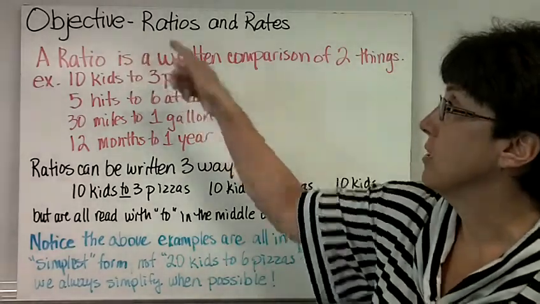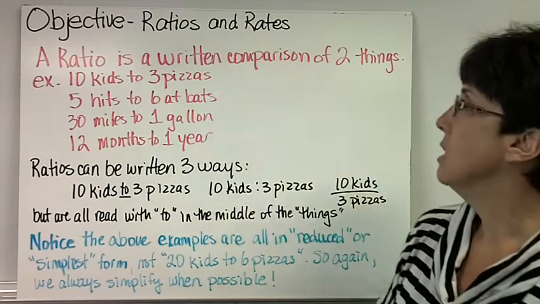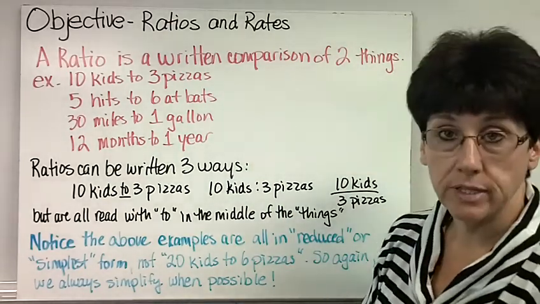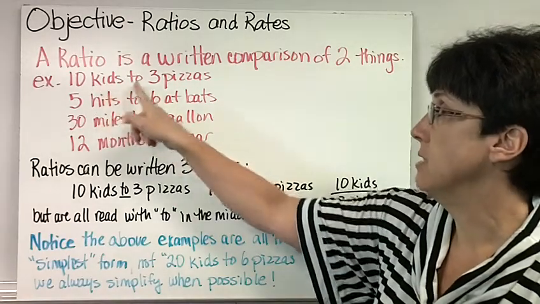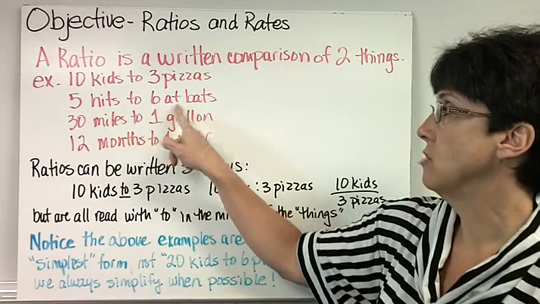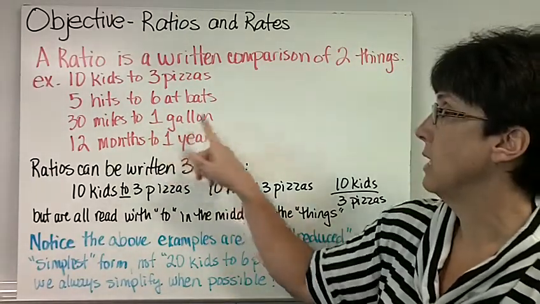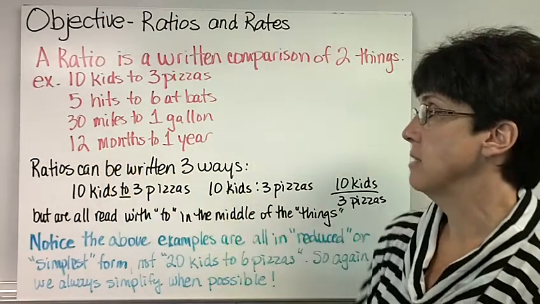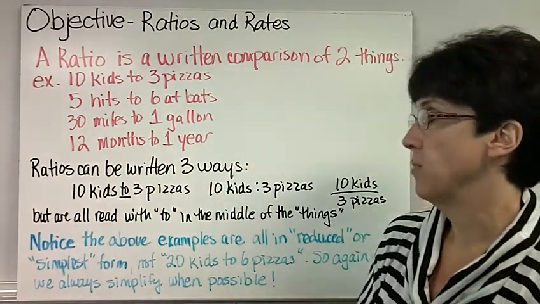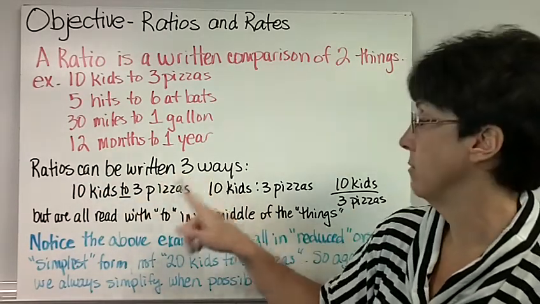Today's objective is ratios and rates. A ratio is a written comparison of two things. For example, 10 kids to 3 pizzas, 5 hits to 6 at-bats, 30 miles to 1 gallon, 12 months to 1 year. It's just a comparison of two things. Ratios can be written 3 different ways.